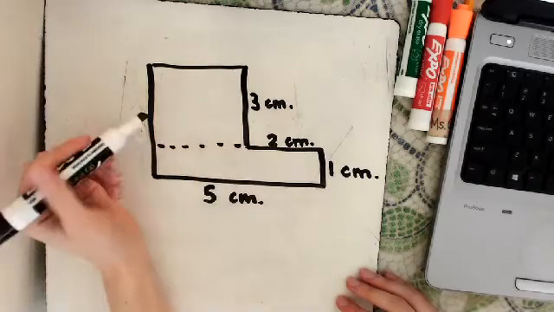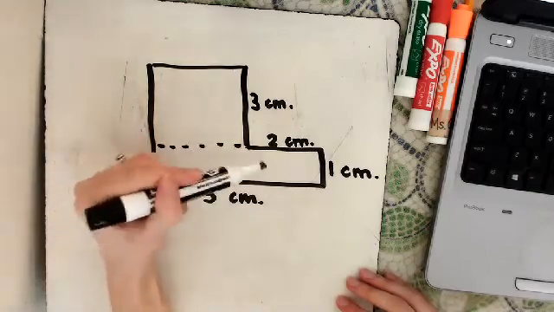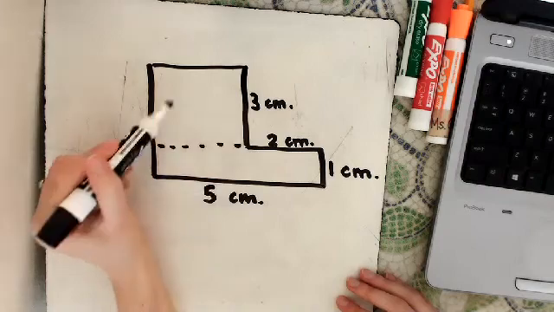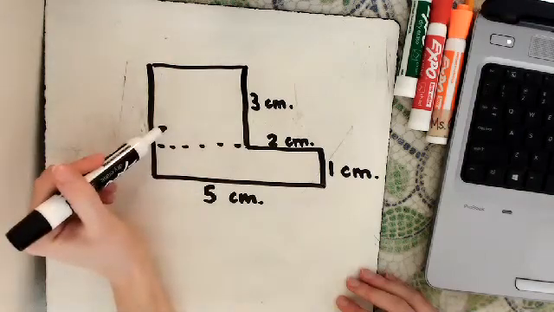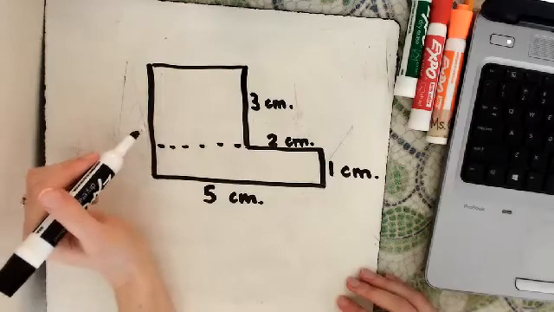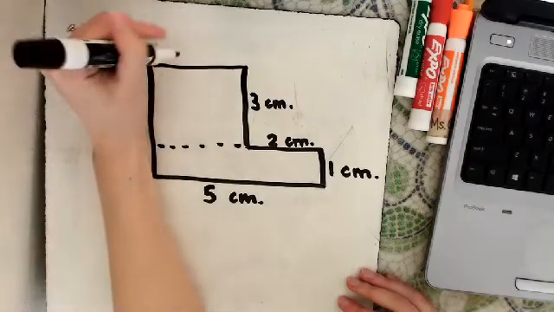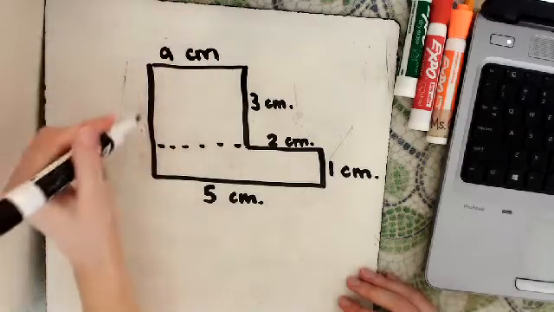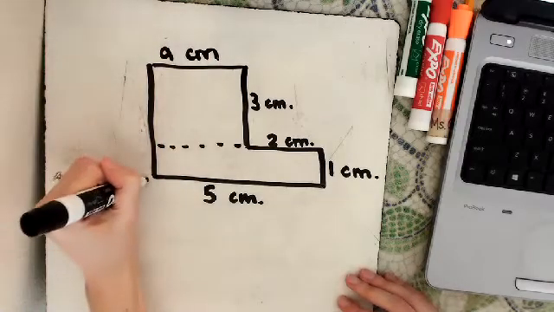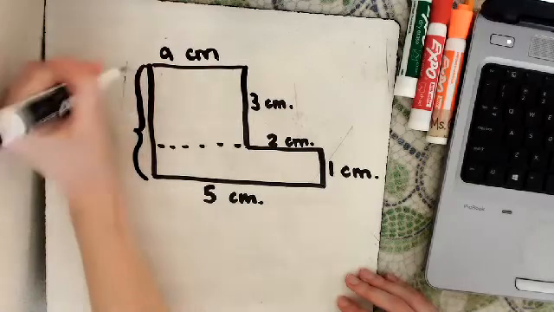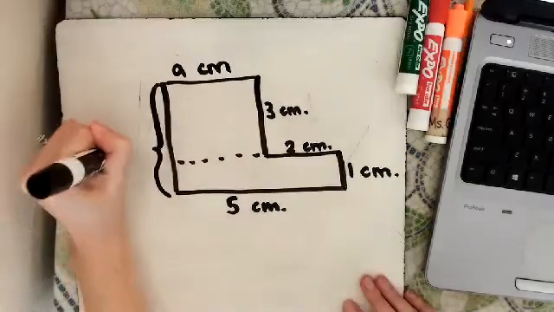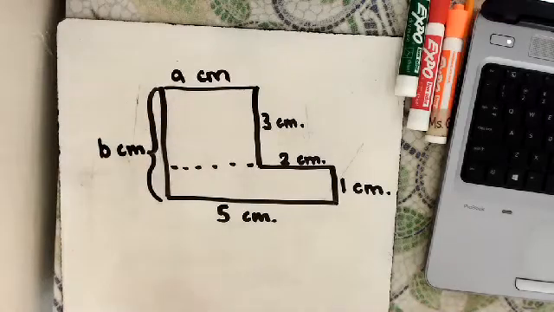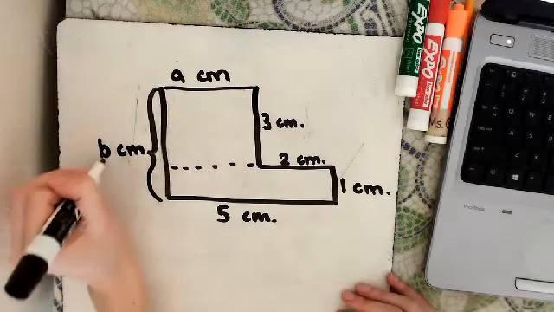Now, to find the perimeter, what do we do with the different side lengths? We add them all up. But do you have all the side lengths you need here? Not yet. So I'm going to call this unknown side A centimeters. And I'm going to call this unknown side, this whole side here, B centimeters.